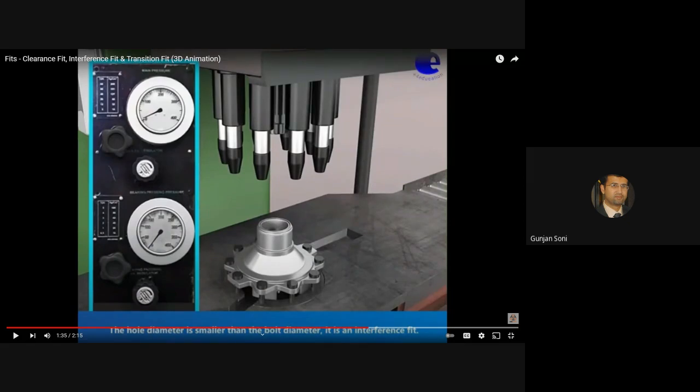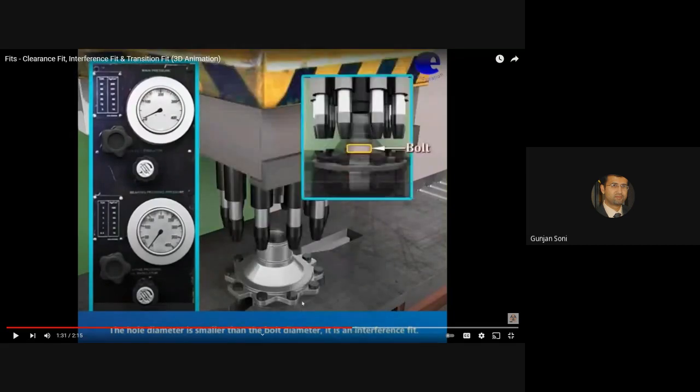So if you have to break the assembly, then you really have to apply force. And in case you have to do the assembly, even then the force is required. Okay, and you can also see that as shown over here.